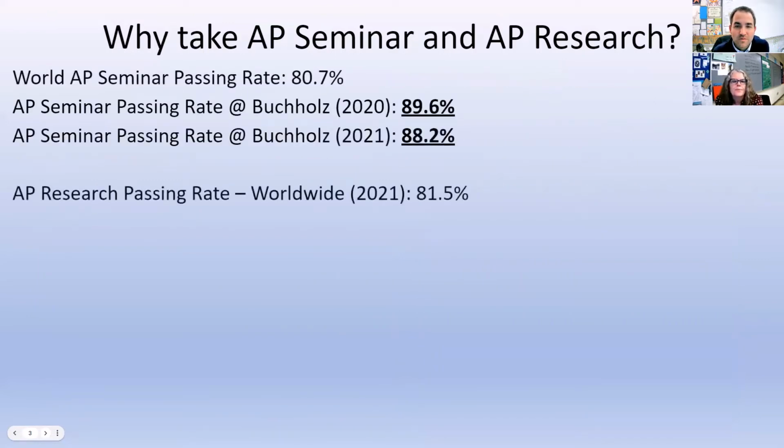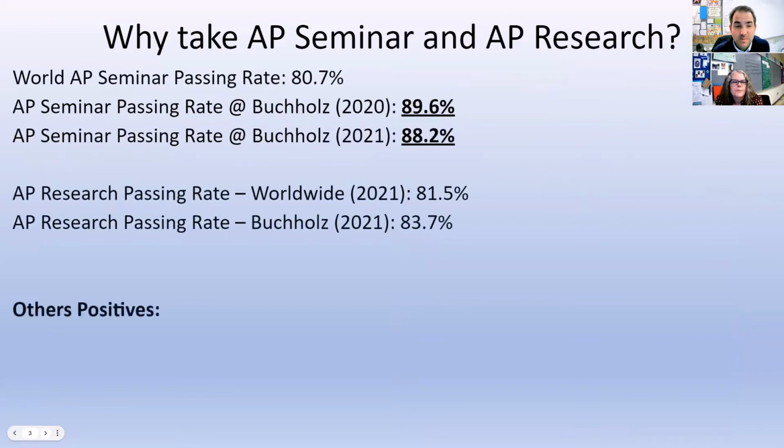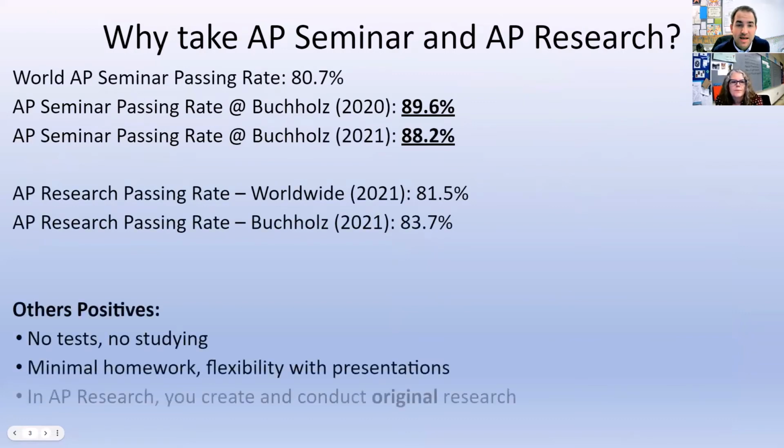Yeah, one of the nice things about the program is that generally the pass rate is pretty high. I know that's something a lot of folks always ask about, for both Seminar and Research, as you can see on the slides there. The pass rates are above 80%.